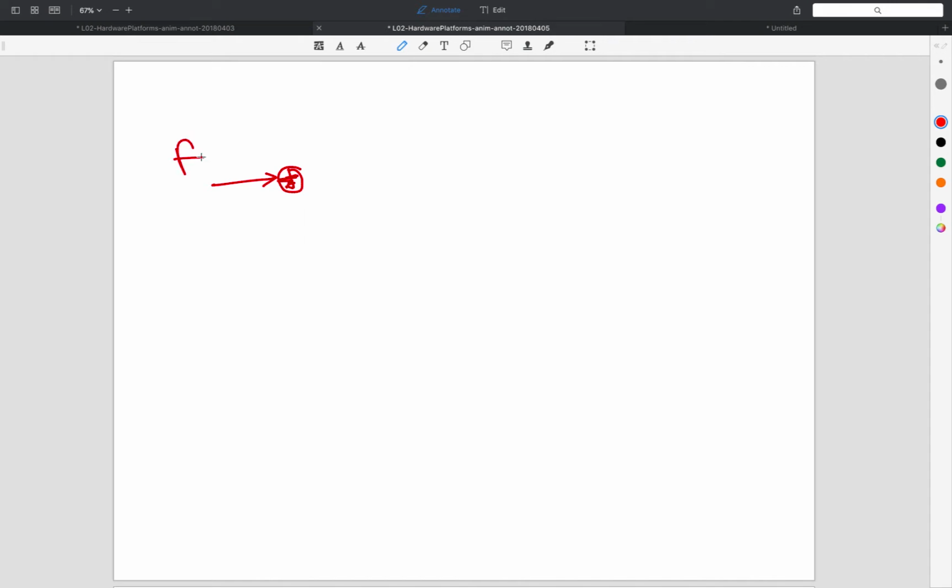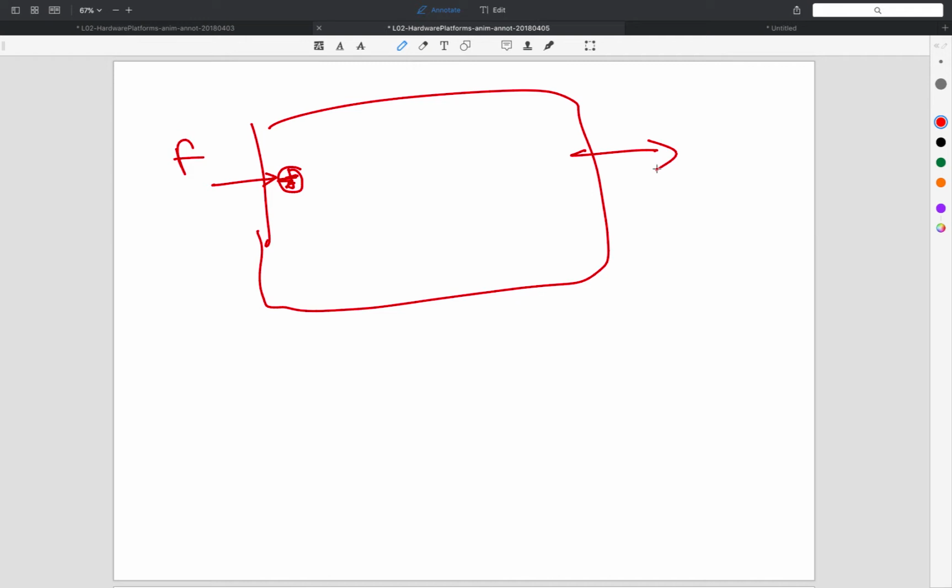So this is some frequency coming in, and I want the output here to be some number times that frequency. Okay, some ratio.